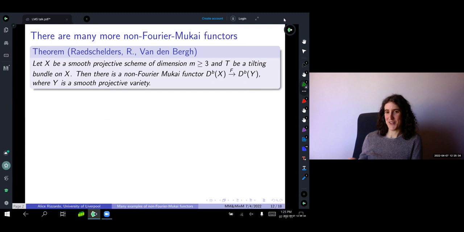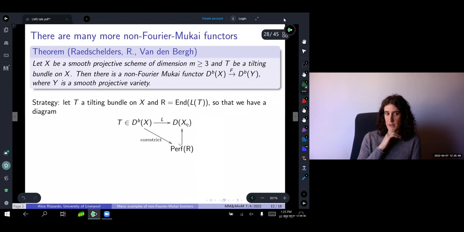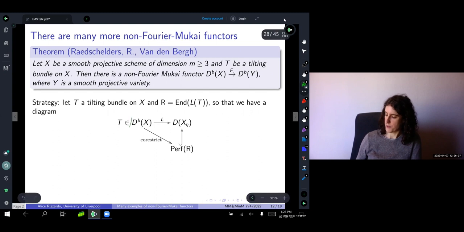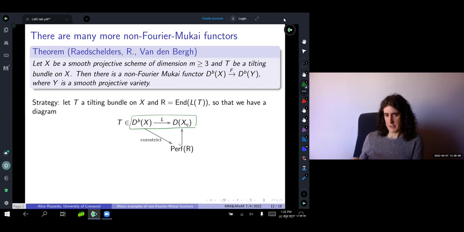This has the requirement of a tilting bundle, but it works for any smooth projective scheme that has a tilting bundle. And then you get a non-Fourier-Mukai functor to D_Y, where you lose some control over the target. And this works in the following way. You take your tilting bundle on X, and then you go to the target. This is the usual functor that we constructed before, this prototypical non-Fourier-Mukai functor.